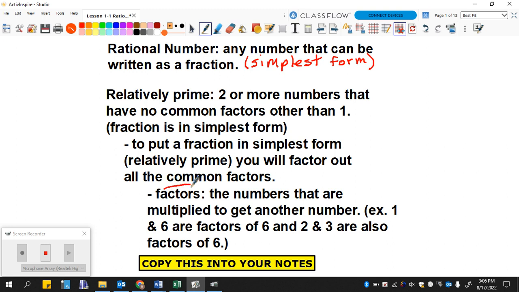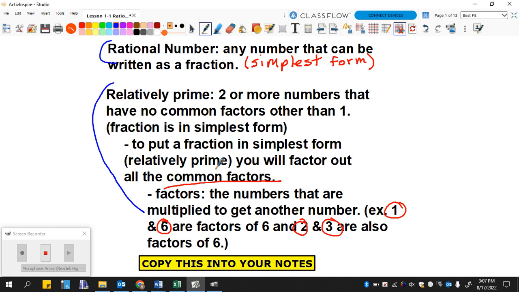factors. Okay, and just to remind you guys what factors are: factors are the numbers that you multiply together to get another number. The example I gave here is that the factors of 6 are 1, 2, 3, and 6. All right, so go ahead and copy these notes down, this top part and this bottom part as well.